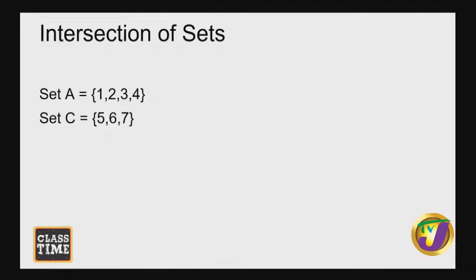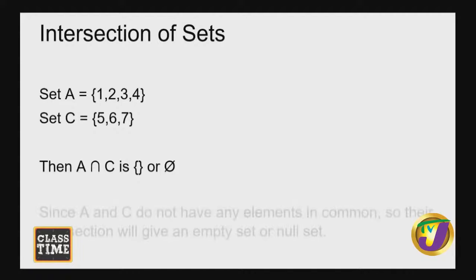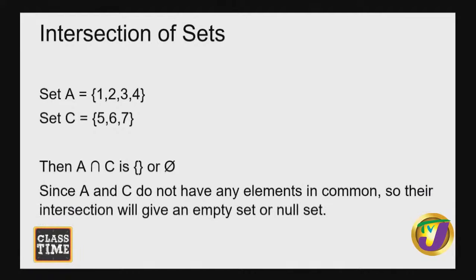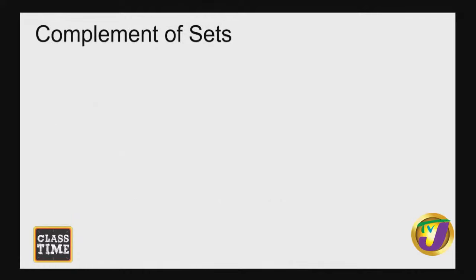No members. You may also hear of this term, null set. That's the same thing as empty set. And here we have the symbols. This is how we would represent the empty set. We represent the empty set with 2 curly braces, or some persons may say 2 curly brackets. Or we use this symbol here to represent null, which is a 0 with a slash through it. So they have nothing in common, so it's an empty set or null set.